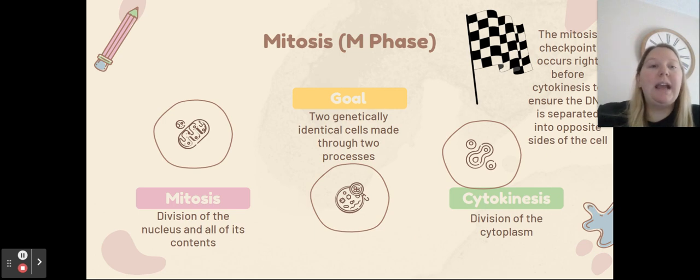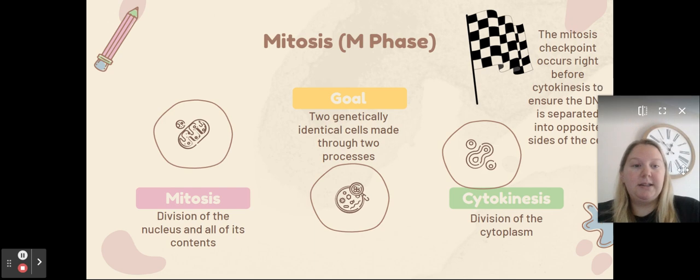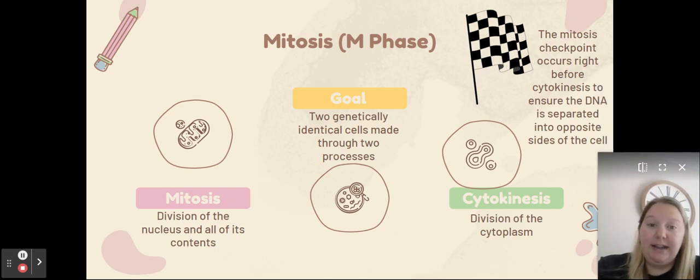We then enter the M phase. M phase stands for mitosis. Mitosis is the division of the nucleus and all of the contents of the cell except the cytoplasm. The end goal of mitosis is to have two genetically identical cells that are made throughout the process. And then lastly, we move into cytokinesis. And this is the division of the cytoplasm.